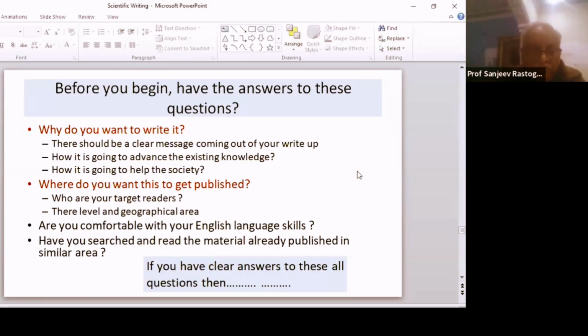The second important question which you need to understand and you need to have the answer is where do you want this to get published? What are your target readers? Who is going to read it? What is their level? And what is the geographical area where this particular article is going to be read? Because as per your target reader, you need to refine your manuscript. If your target readers are belonging to some very specific discipline, you need to focus upon the need of those target readers. And similarly, you need to think of what is the geographical area.